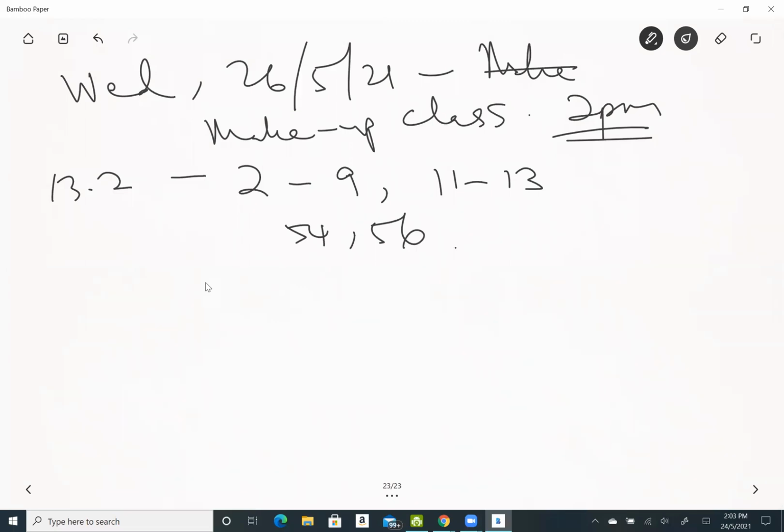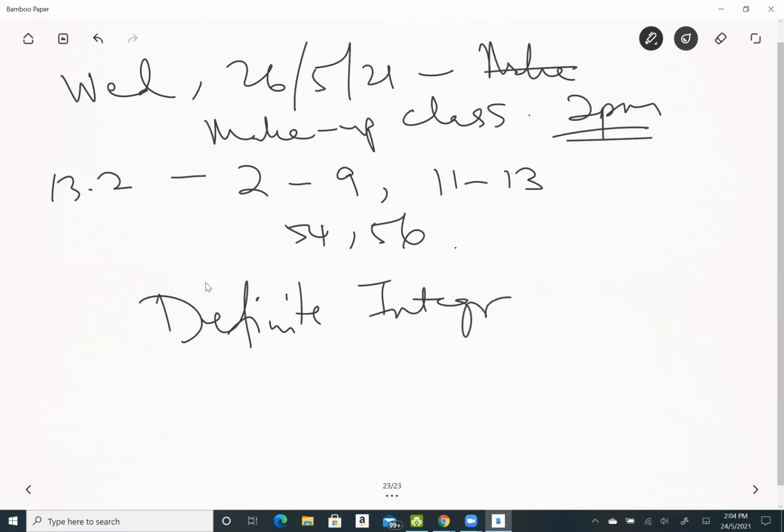Now, 13.2 is on definite integral. It is an extension of 13.1. If we know 13.1, then 13.2 will be fairly easy to handle, because 13.1 is the basic concept. Now, what is definite integral?